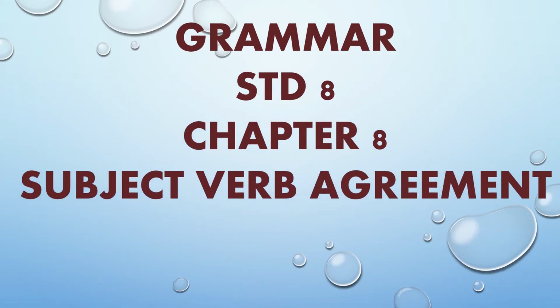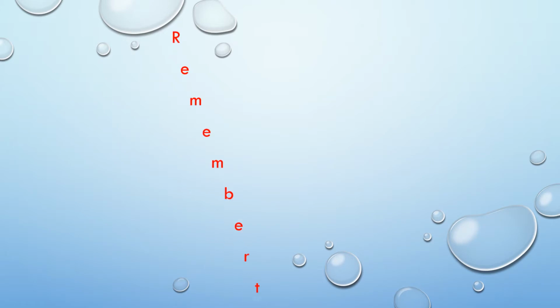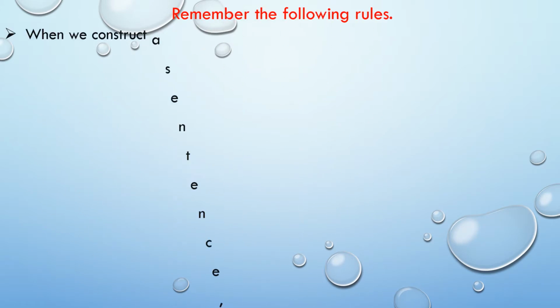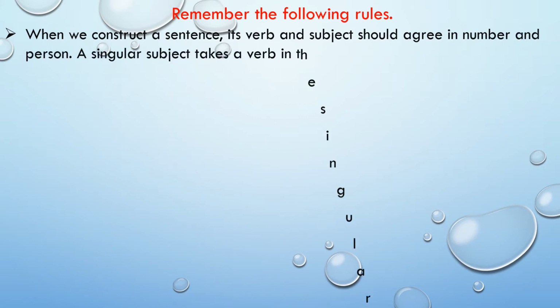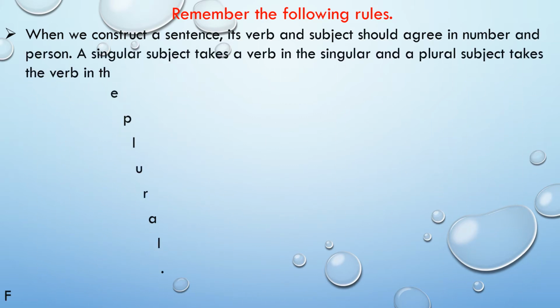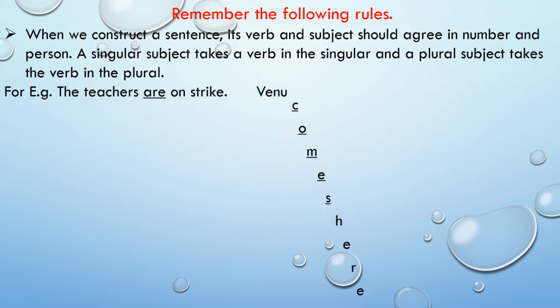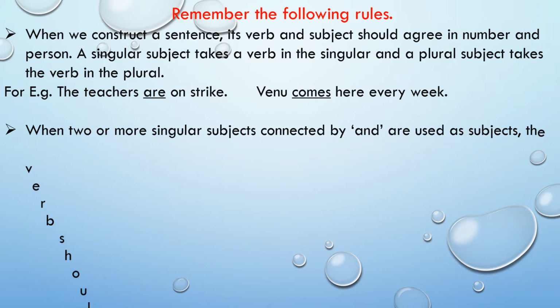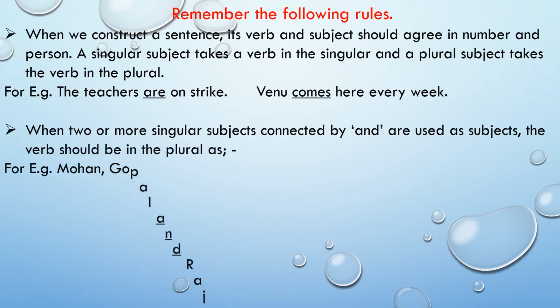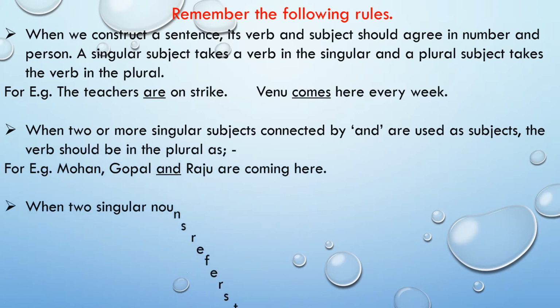Today we will learn subject-verb agreement. What are the rules to follow for subject-verb agreement? When we construct a sentence, its verb and subject should agree in number and person. A singular subject takes a verb in the singular and a plural subject takes the verb in the plural.